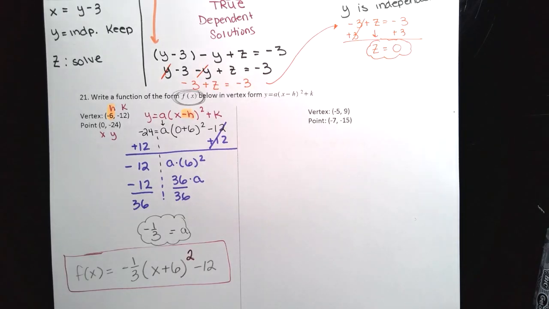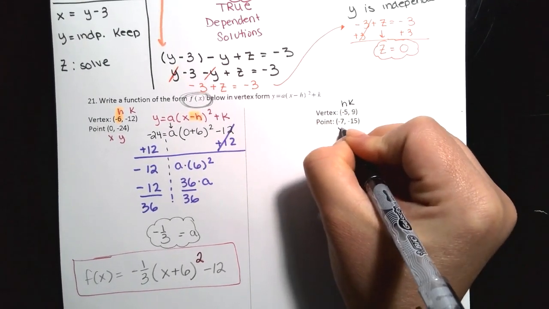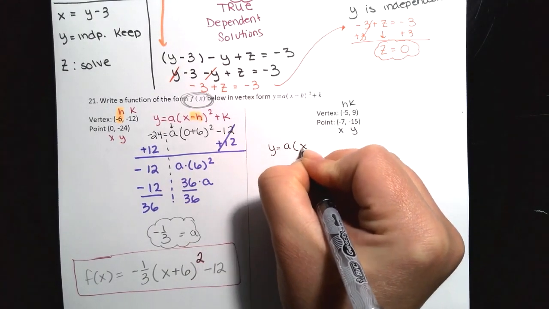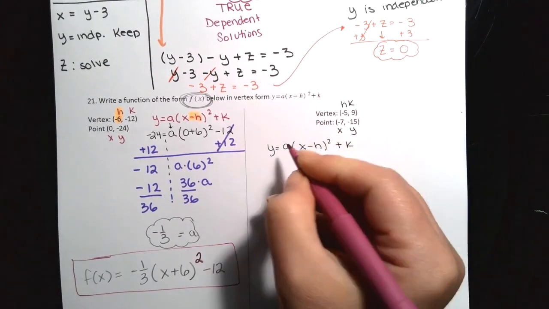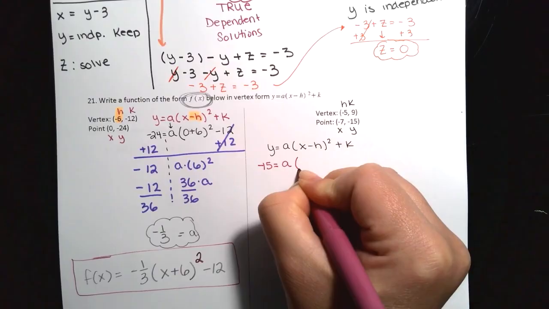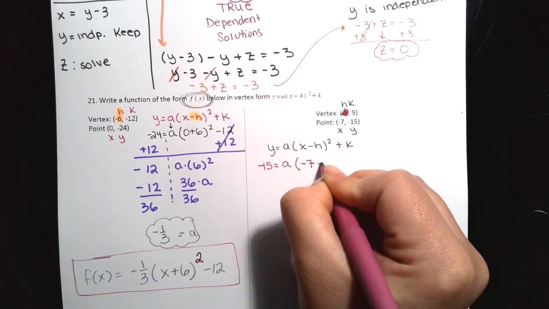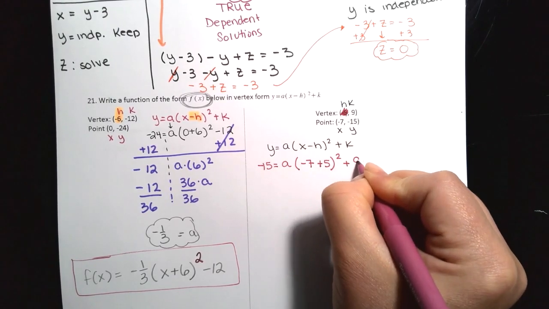Example number 2. I guess, yeah, B. H comma K, X comma Y. Let's write this out. Y equals A times X minus H squared plus K. Y is negative 15. A is unknown, we keep it. X is negative 7. H is, again, opposite of what we see, so I'm going to write a positive 5. Square it. K is a positive 9.